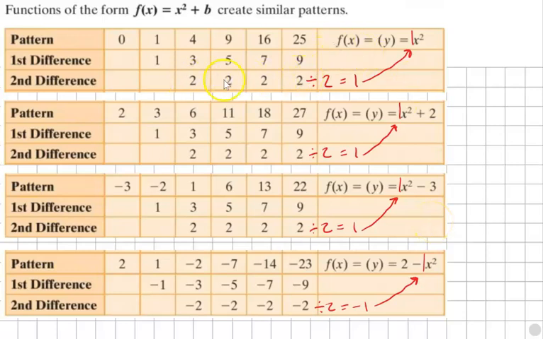So for example, if this second difference had been 6, 6 divided by 2 is 3, so there would have been a 3 in front of the x squared. If the second difference had been 10, 10 divided by 2 is 5, so there would have been a 5 in front of the x squared. So that's relevant for the next video, and it's relevant for quadratic patterns in general.